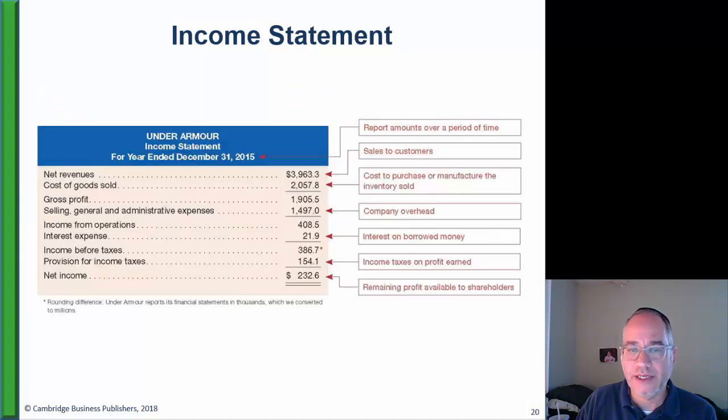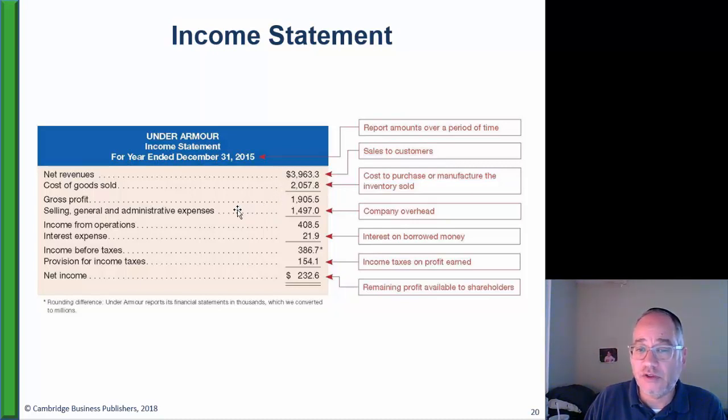Here's an example of an income statement. The income statement would be revenues minus cost of goods sold. Cost of goods sold is the cost of the sales that you make to customers. So Under Armour, I guess, sells clothing and sporting goods kind of stuff. Revenues would be the money that came in from selling sporting goods and clothing. Cost of goods sold would be how much it costs to make or buy the items that were sold. Gross profit would be the difference.